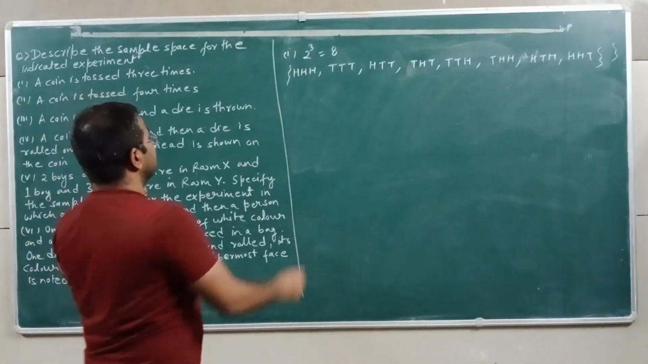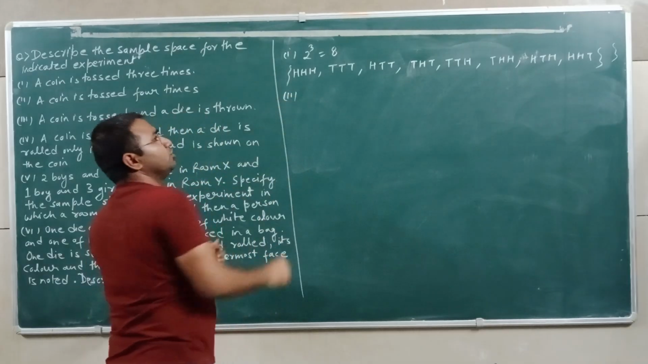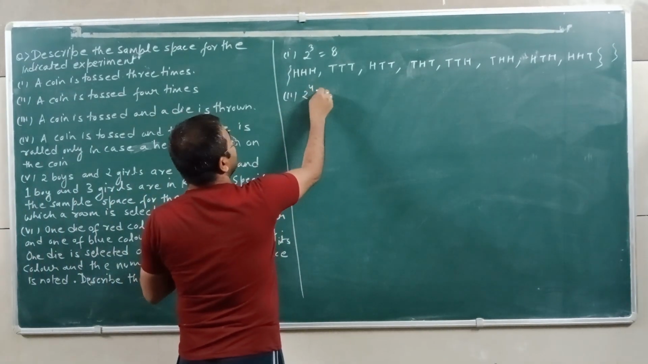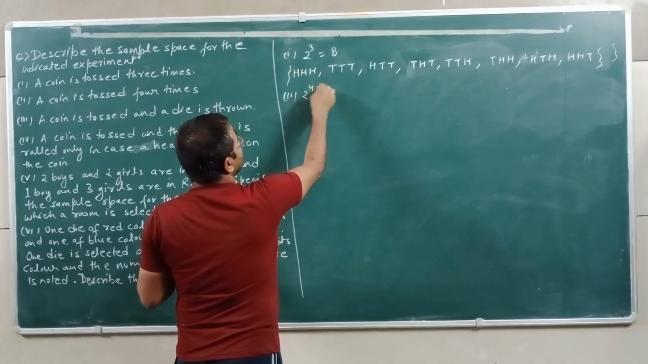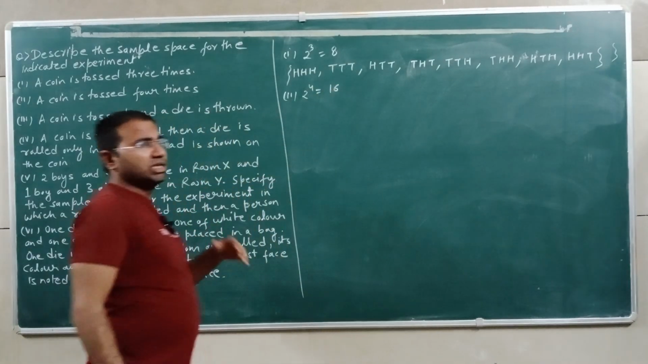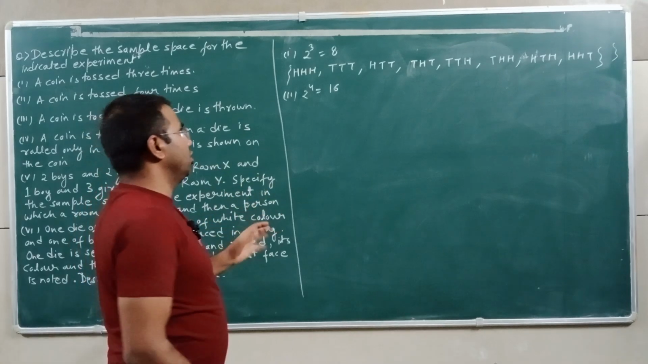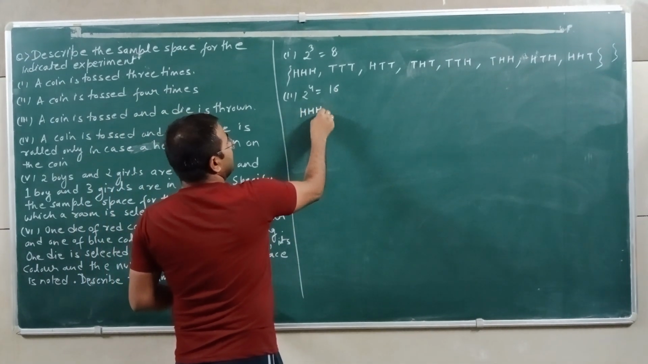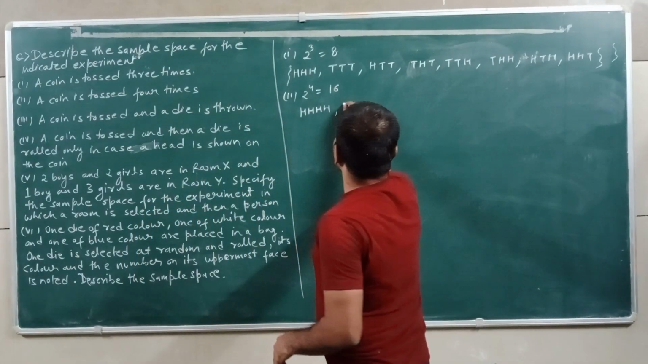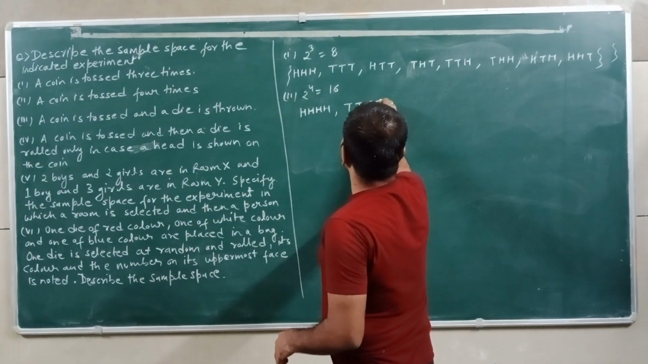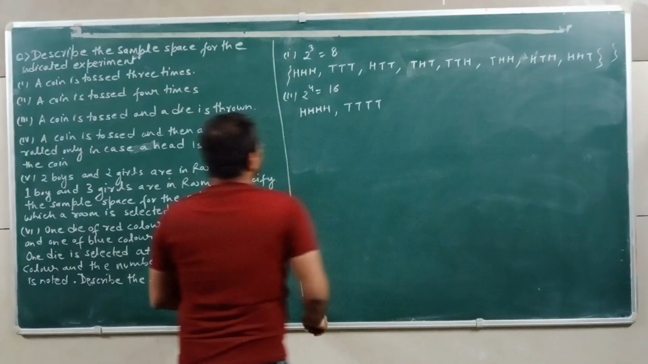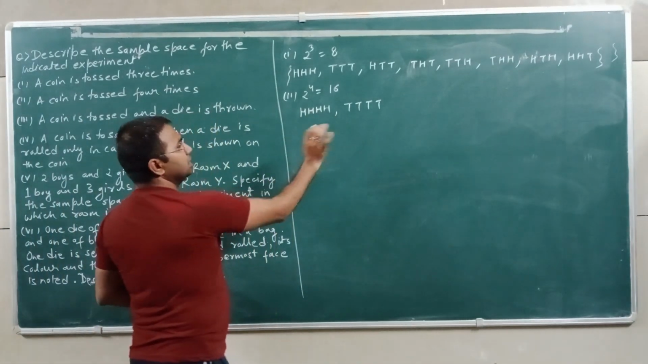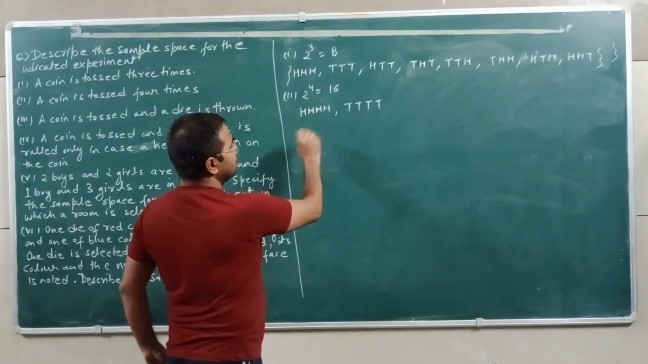Okay, now see the second one. The second one says: if you toss a coin four times, then what sample space will come? First of all, see how many elements there will be. 2 to the power 4, so 16 will be there. Now let us see how you will write it. Maybe head can come on all, or maybe tail can come on all. Okay, now let us see: if all are single, either all heads or all tails will be there.